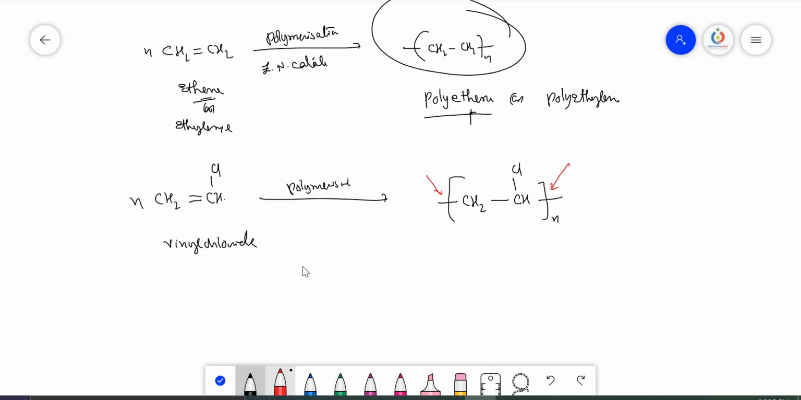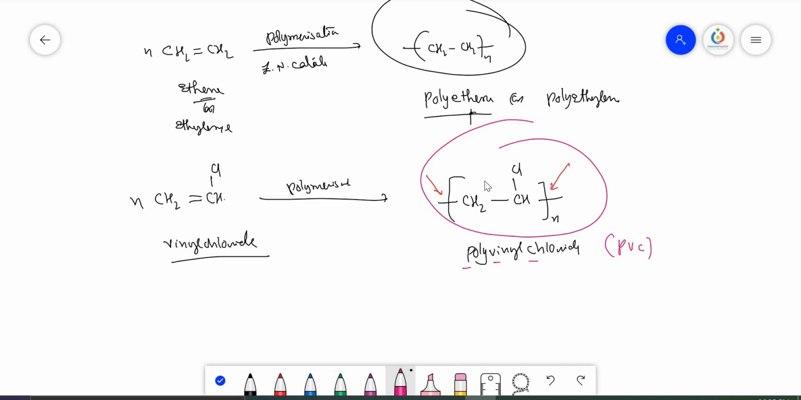Okay, this is the vinyl chloride. This is the polymer of the vinyl chloride. So you just write poly, and write down this name here again, vinyl chloride. Its very shortcut name is PVC. PVC pipes, whatever you are seeing nowadays, its formula is this one, polyvinyl chloride.